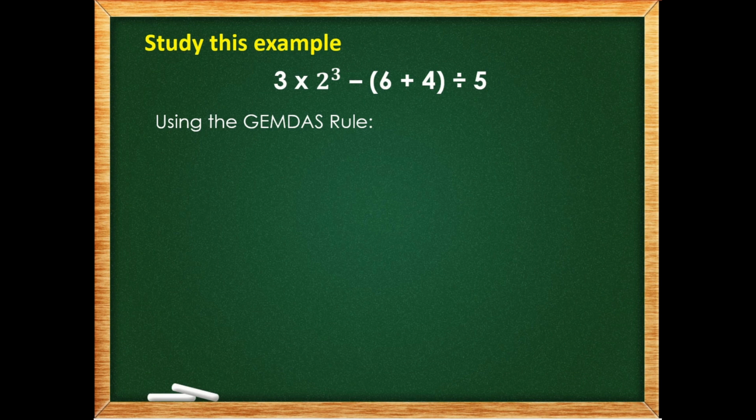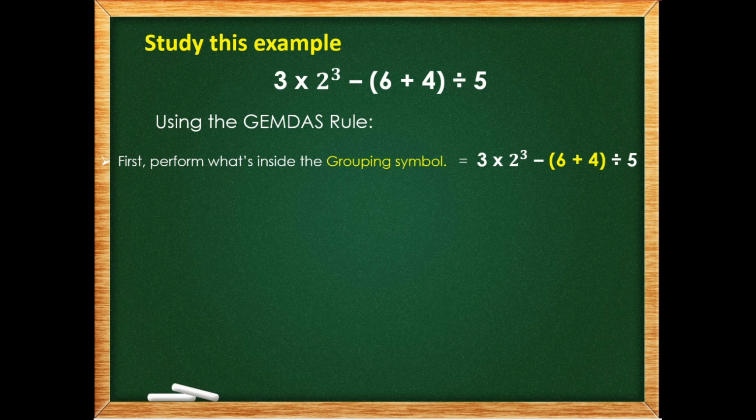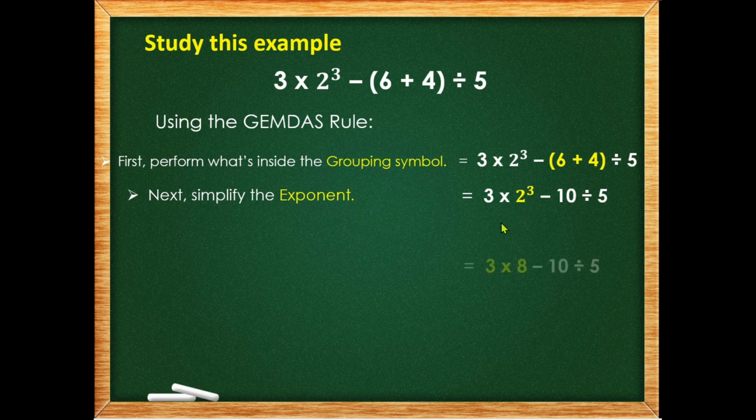So using the GEMDAS rule, first perform what's inside the grouping symbol. Inside the grouping symbol is 6 plus 4. So copy 3 times 2 cubed minus 6 plus 4, which is equal to 10, divided by 5. Next, simplify the exponent. Our exponent there is 2 cubed, which means 2 times 2 times 2. So we have 3 times 2 cubed is equal to 8 minus 10 divided by 5.